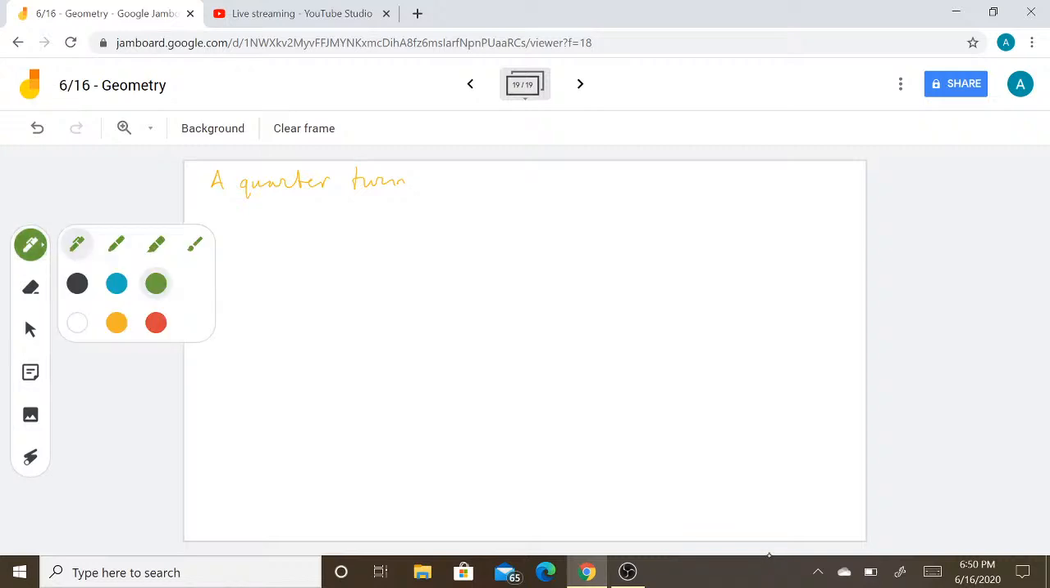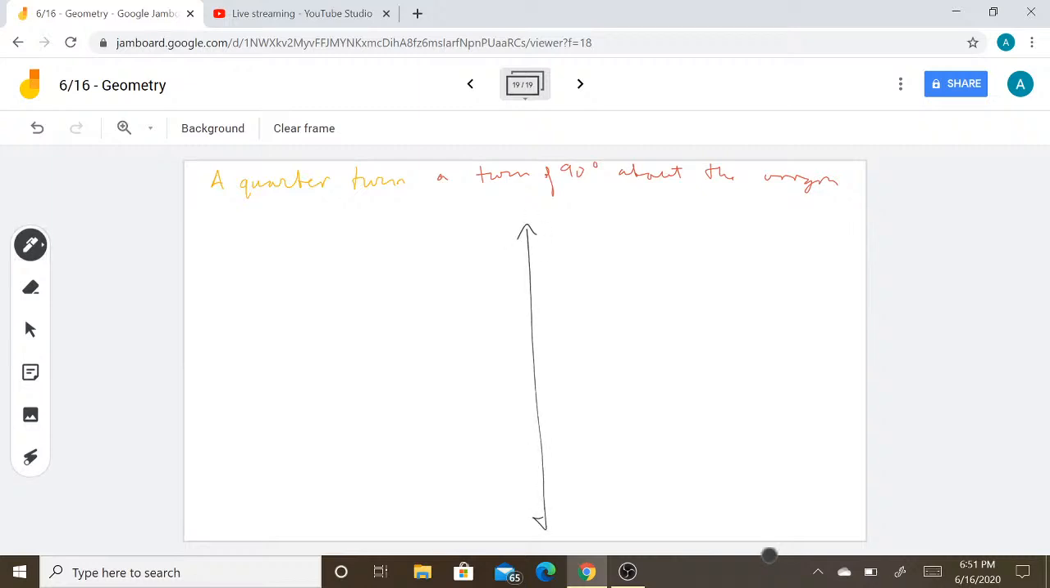So the final thing that we're going to be going over today is a quarter turn, which is the most common rotation. So quarter turn is a turn of 90 degrees about the origin. So the best way to explain this would probably be to show it by a figure or an example. So let's say we have a triangle on a coordinate plane. Let's say there's a point at the origin, call it A, a point at 3, 0, call it B, and then a point at 3, 4, and call that C.